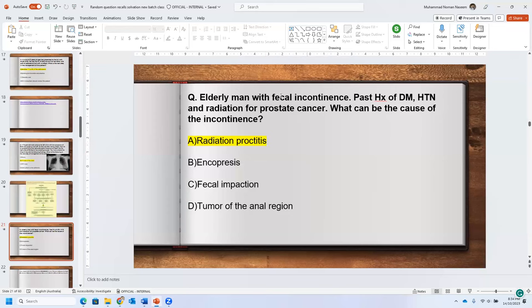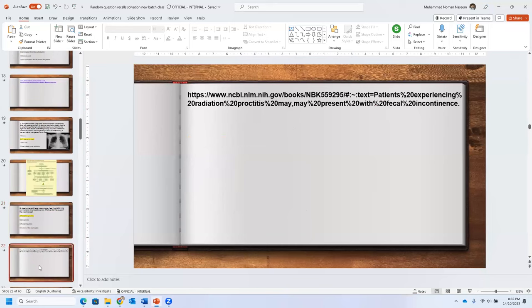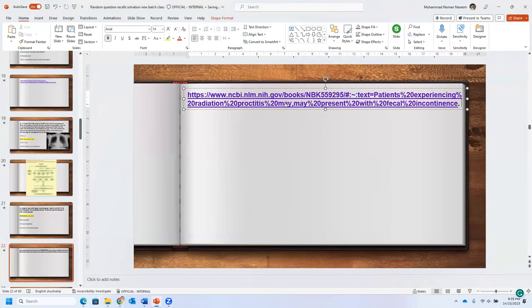Tumor of the anal region. If the patient was having difficulty opening bowels, hemorrhage, that would be a better answer. But it doesn't cause incontinence, it causes more of bleeding when the patient is opening the bowels. Yes, B is common in children and less than 5 years of age. Oh, sorry, more than 5 years of age, it's a problem, encopresis.